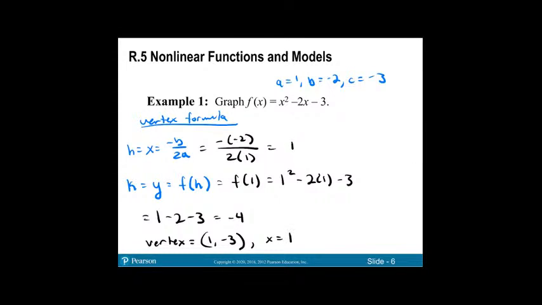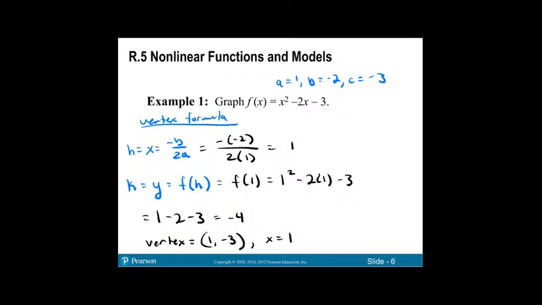Once you have the vertex, notice that the leading coefficient is a positive 1, so the parabola should open upward. We have the vertex and the axis of symmetry. Whenever we have a point on the left, we're automatically given a point on the right. The parabola opens up because the leading coefficient is positive. It's that positive 1 that you see circled.